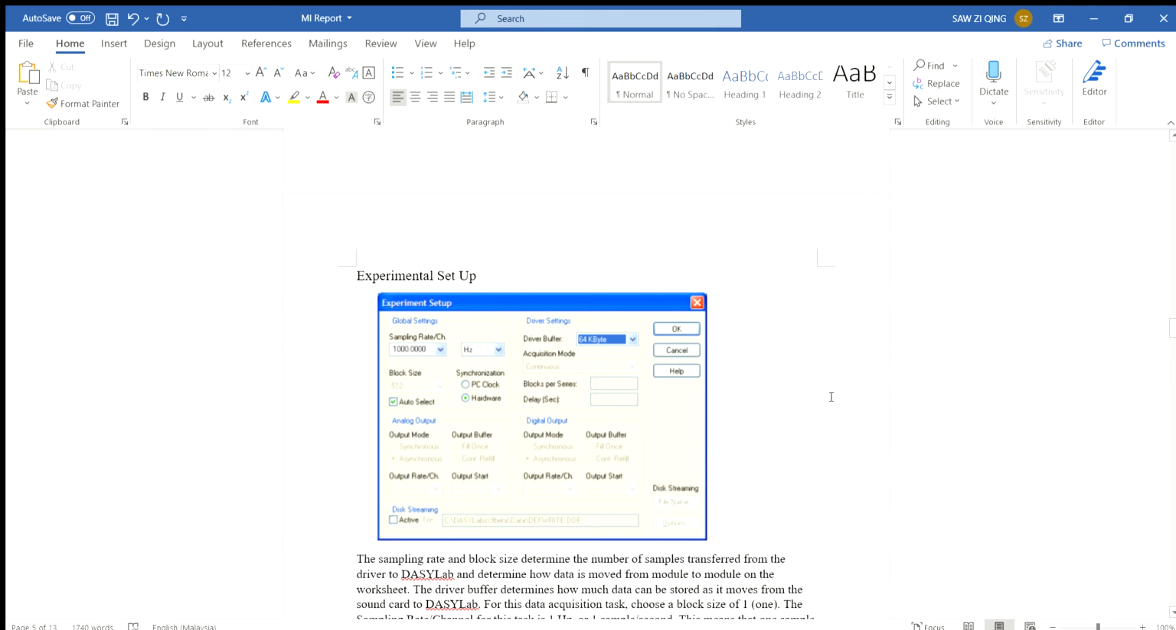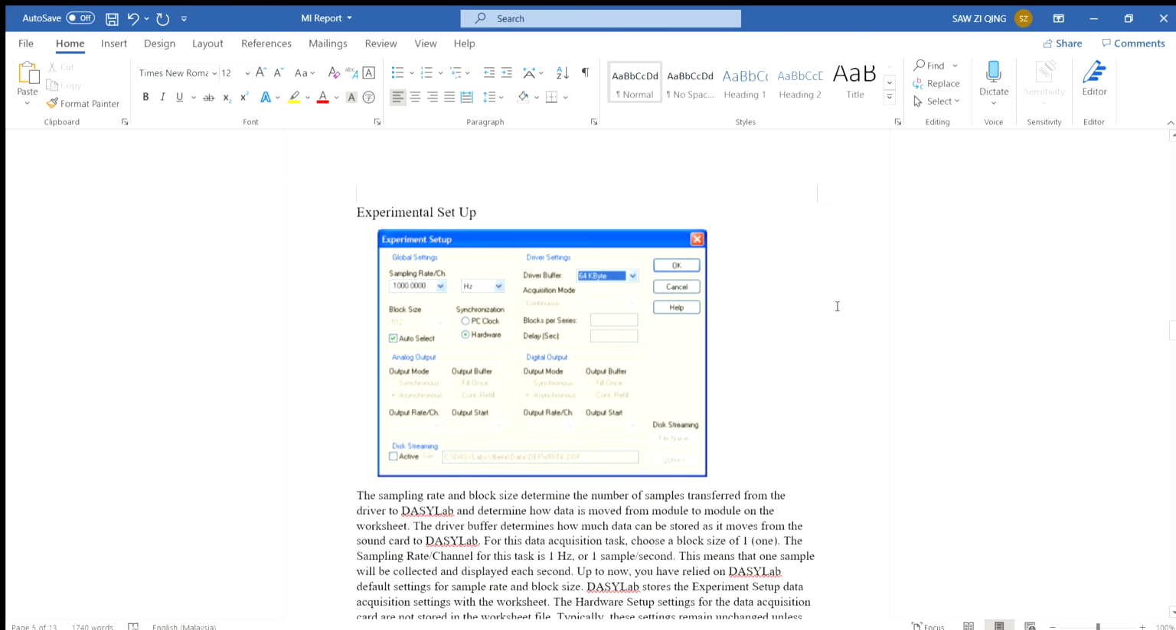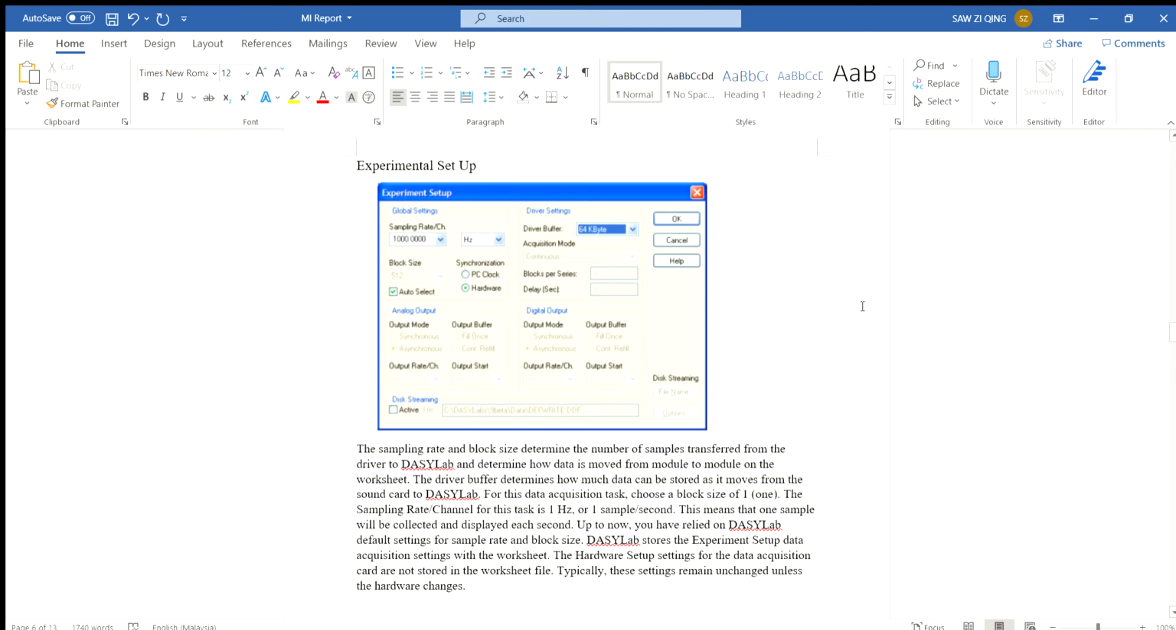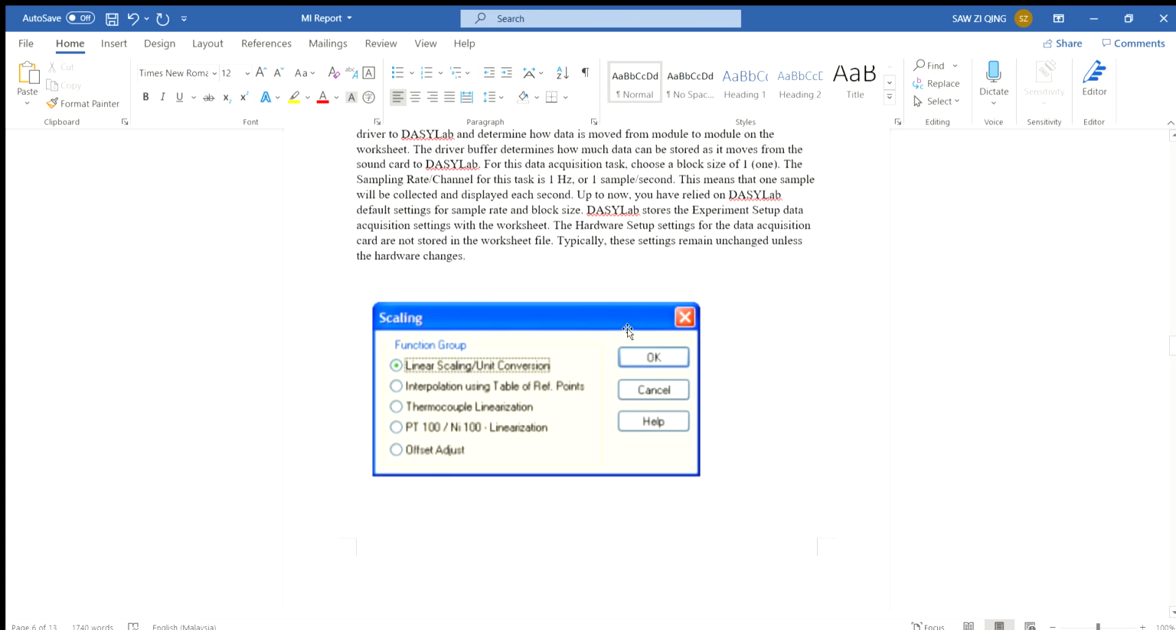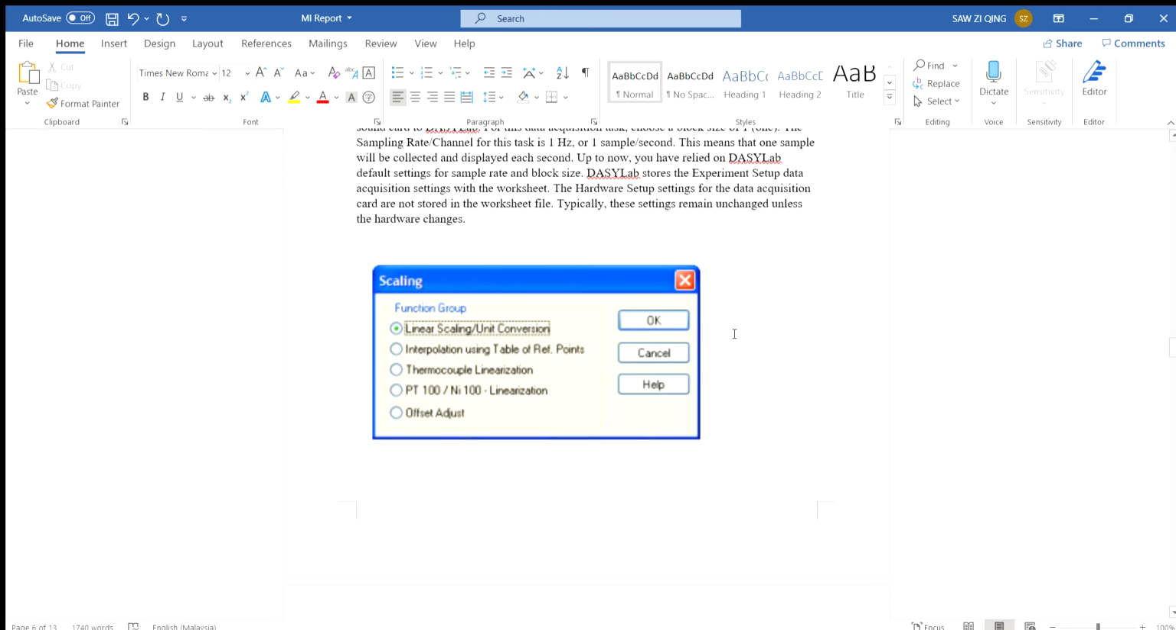And then now we move to experimental setup. The sampling rate and block size determine the number of samples transferred from the driver to DasyLab and determine how data is moved from module to module on the worksheet. The driver buffer determines how much data can be stored as it moves from the sound card to DasyLab. So this is the experimental setup when we are using DasyLab. We can adjust the sampling rates and then driver buffers, and just after you have done all of this, just click OK.